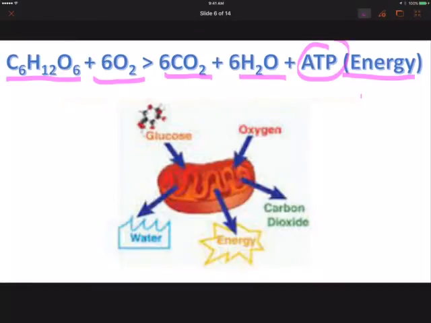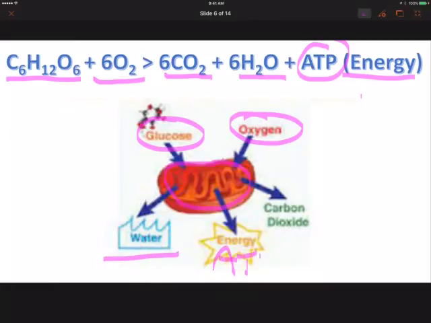So in this picture here, we have a mitochondria, and what we have going in is the glucose that either the plant makes or we eat, and the oxygen that is made by photosynthesis in the plant or that we breathe in. What's going to be produced is water, energy in the form of ATP, and carbon dioxide.